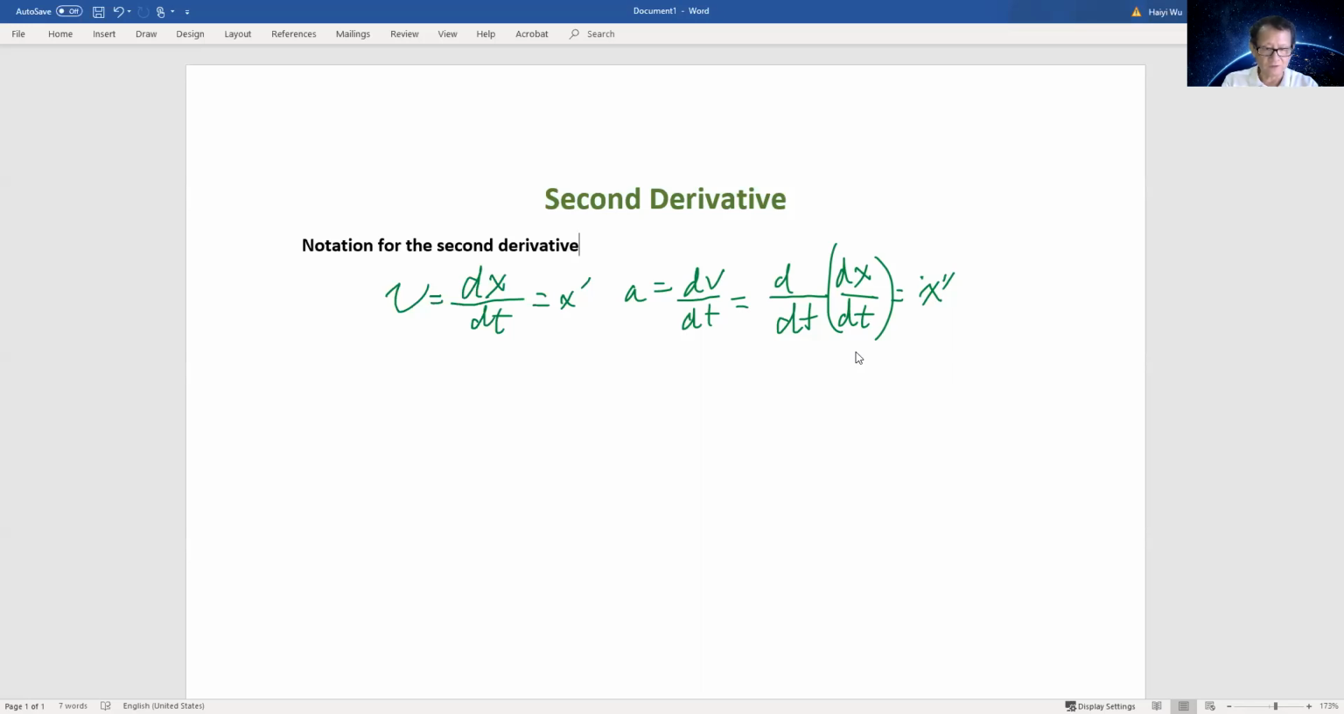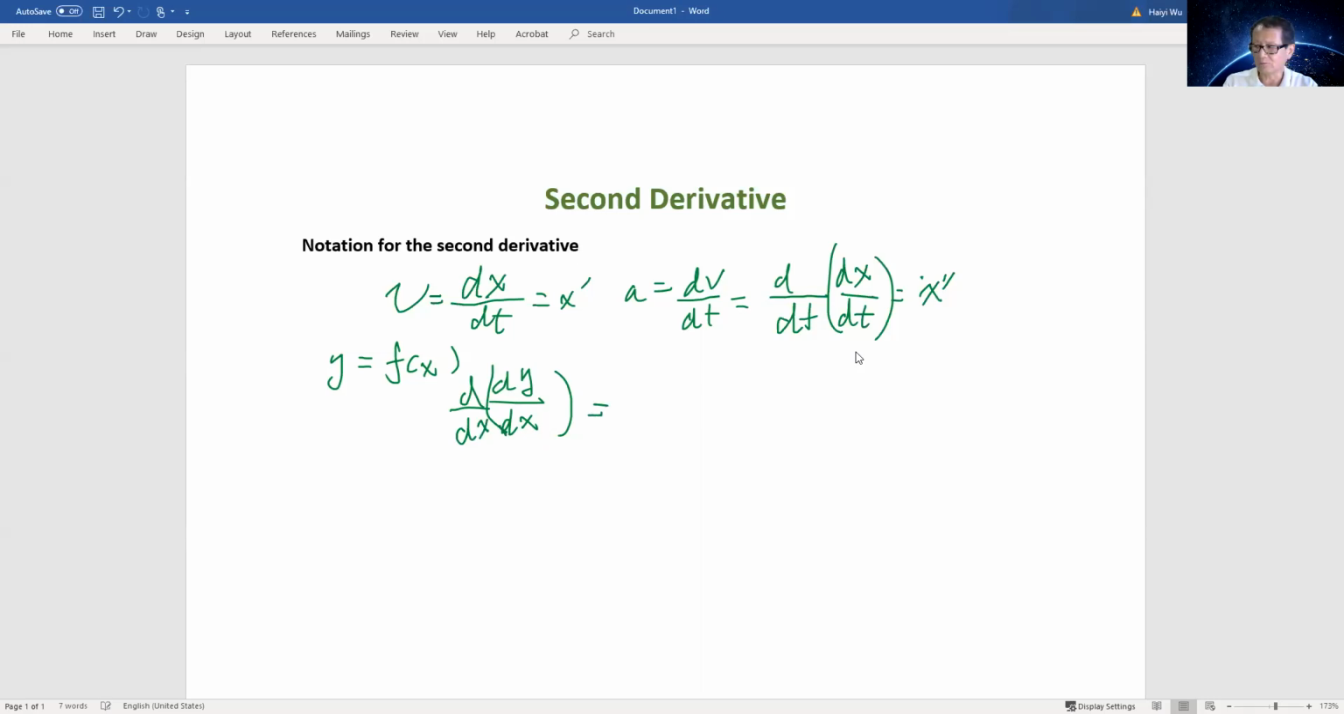In general terms, if I have y equal to f(x), first we say the first derivative is dy with respect to x. Then if I do the derivative again, we differentiate this derivative with respect to x again. So this is the notation.